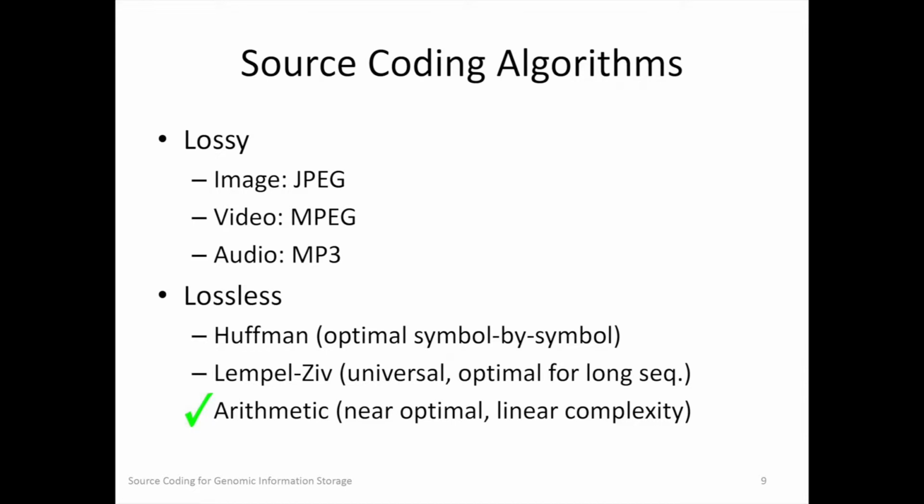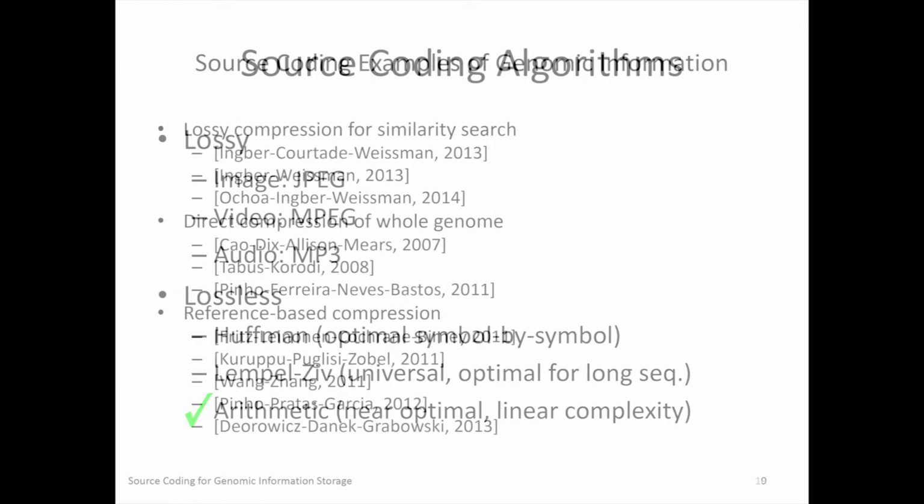Algorithms for lossless compression include Huffman coding, which is optimal only if you consider symbol-by-symbol compression. Also Lempel-Ziv compression, which is universally optimal, but only if you consider long enough sequences. And lastly, arithmetic coding, which is a near-optimal algorithm and has only linear complexity in the length of the sequence. As a result, this will be the algorithm that we pick.